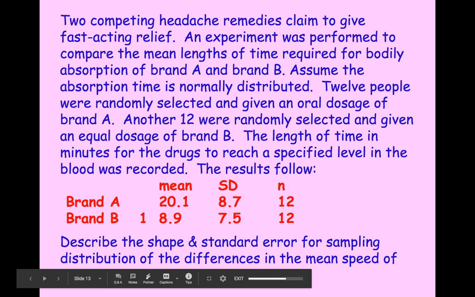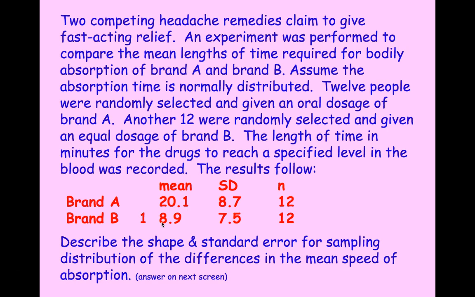Okay, so this is actually what that's supposed to look like. I'm not sure why my 18.9 split like that, but all right. It says two competing headache remedies claim to give fast-acting relief. An experiment was performed to compare the mean lengths of time required for bodily absorption of brand A and brand B. Assume the absorption time is normally distributed.